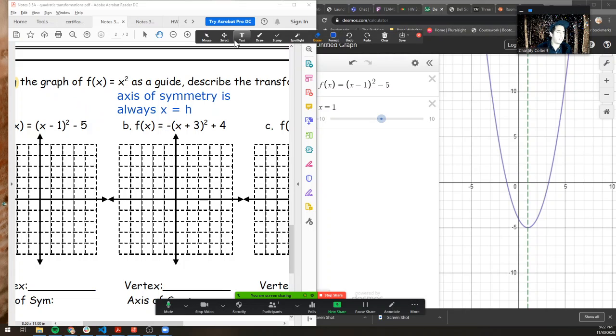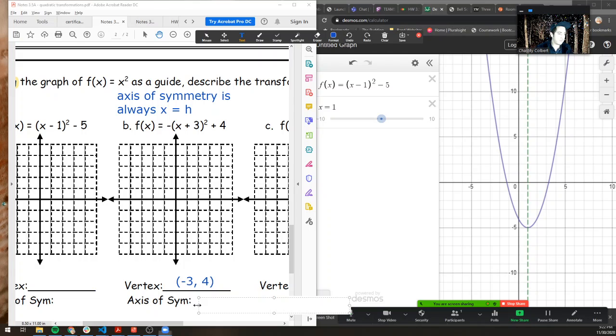And I know that the vertex, I don't have to graph it at all. I know the vertex is going to be, again, it's x plus 3, so that's going to be minus 3, plus 4, so plus 4. So there's your vertex, -3, 4. And then, again, axis of symmetry is just x equals h. So here, the axis of symmetry would be, writing it down here, x equals -3.